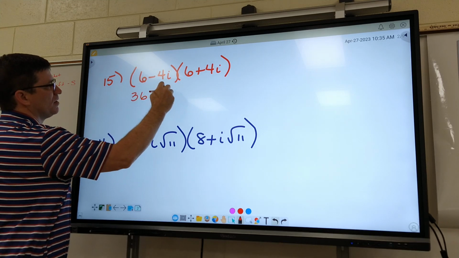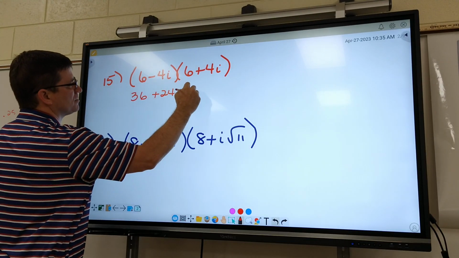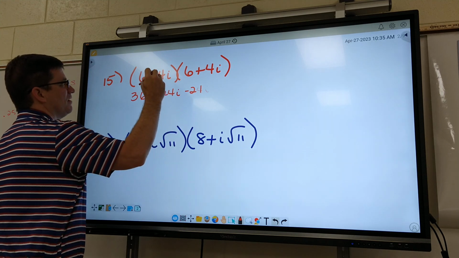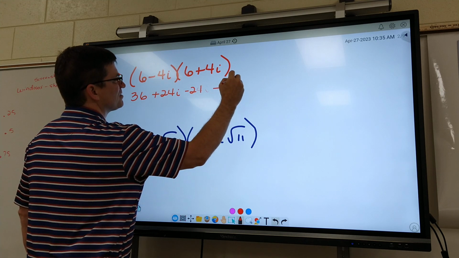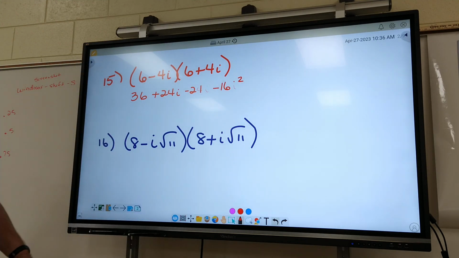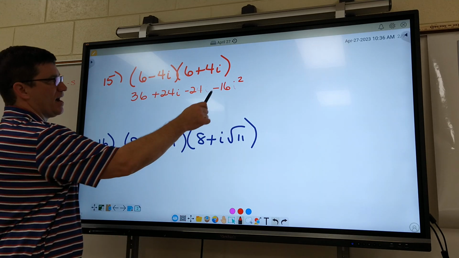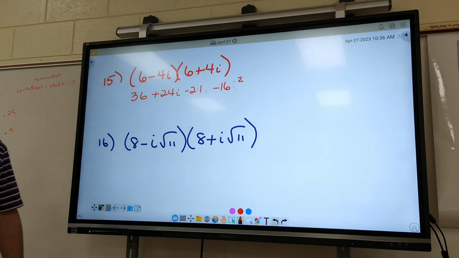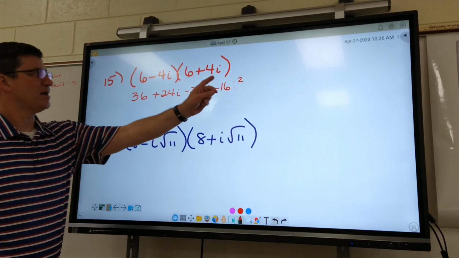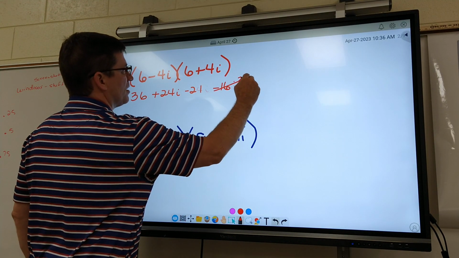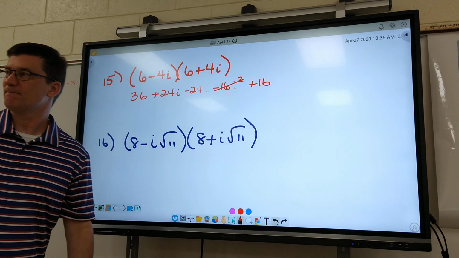I got a plus 24i. I got a minus 24i. And then I've got a minus 16i squared. All right, we talked about this a little bit yesterday. What does that i squared do to that negative 16? Negative 1. Yeah, so that's negative 1. So negative 1 times negative 16 makes that a positive 16, right?